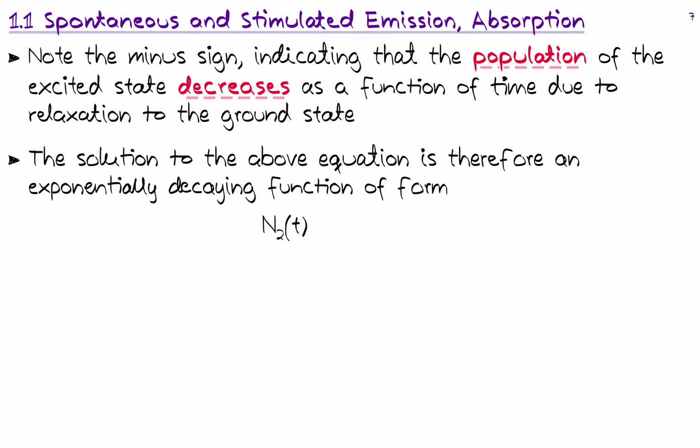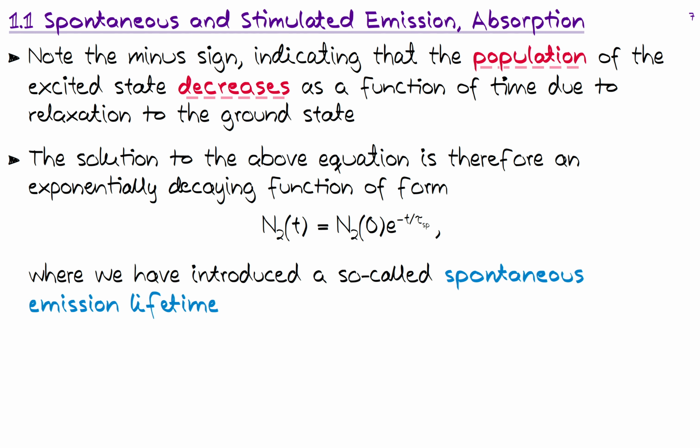So essentially we have the population of the excited state N2 as a function of time, and that equals the population at a time interval of 0, the origin of time, times an exponentially decaying function e to the exponent of minus t divided by tau sp. And here tau sp is essentially a spontaneous emission lifetime or radiative lifetime. That's defined as the inverse of the Einstein's A coefficient.